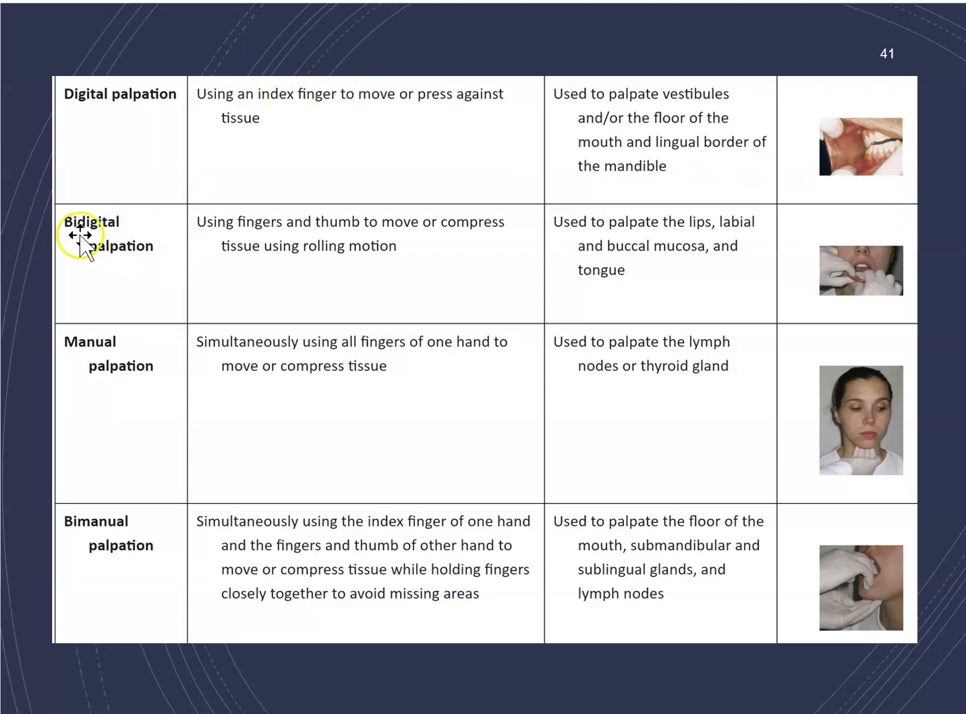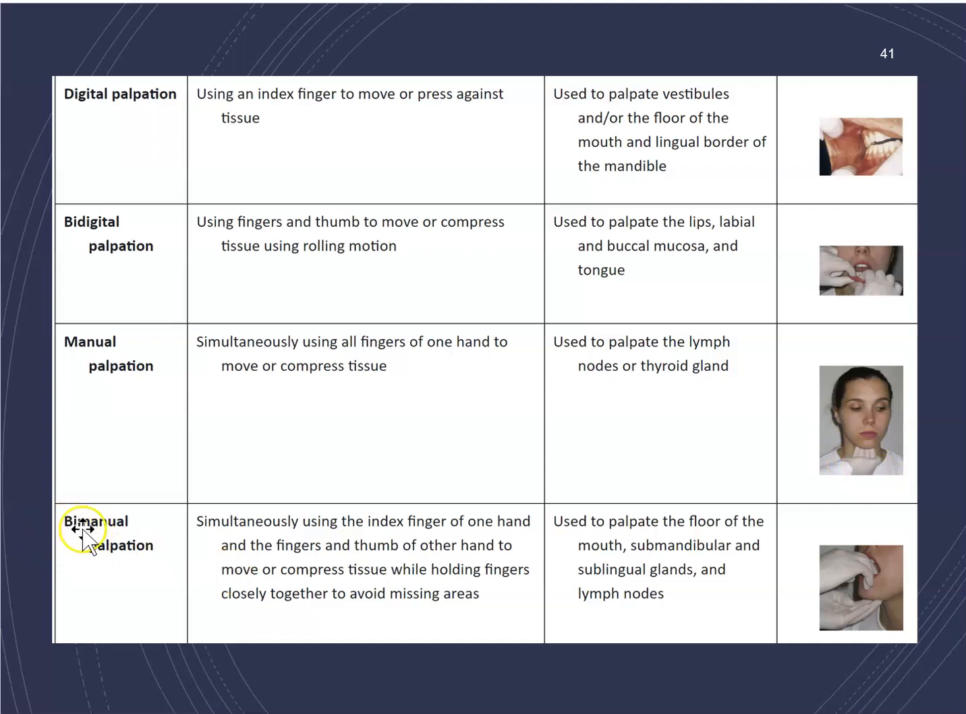But bidigital, bi being the key word here, is when you're using two fingers, a finger and a thumb. When you're using a finger and a thumb, you go all around and palpate the lips, the labial and buccal mucosa, even the tongue, with a finger and a thumb. So you're using two things. Manual palpation is when you're using the entire hand, all fingers on one hand, to palpate perhaps the lymph nodes or even the thyroid gland.